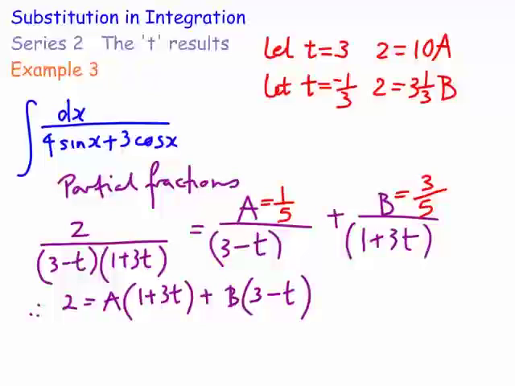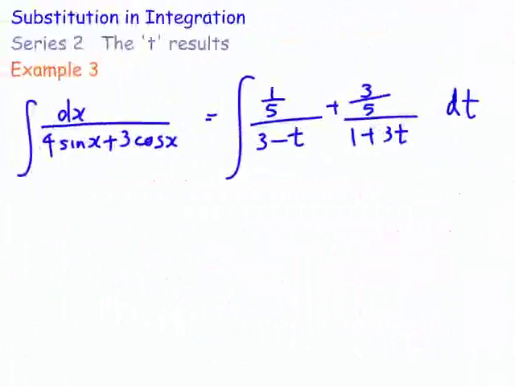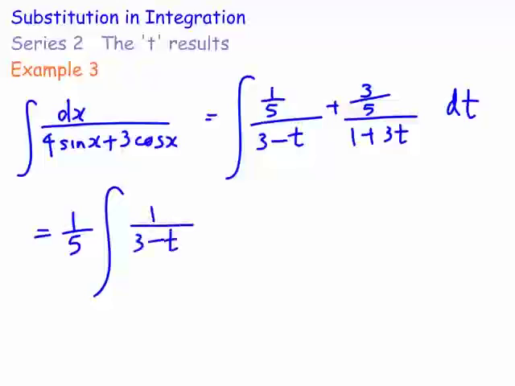Once we've got those values, we can now put them into the integral. You can see I've put the A and B values in, and hopefully you can see that they are going to be log integrals. Let's first of all take 1/5 out. It becomes the integral of 1 on 3 minus t plus 3 over 1 plus 3t. That's nice, because the derivative of 1 plus 3t is 3, so that's the log straight away.